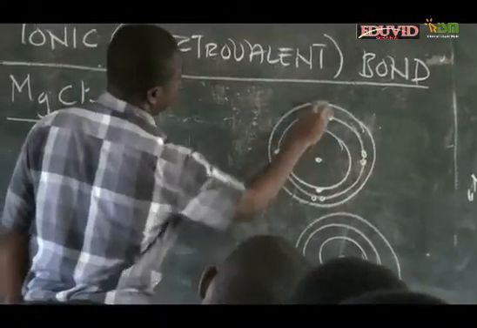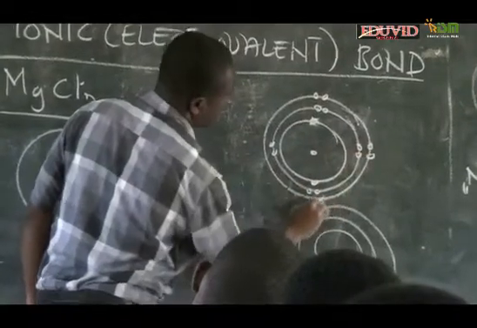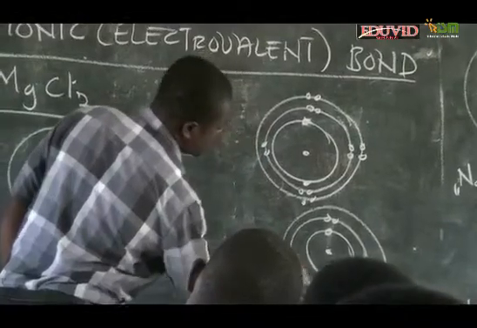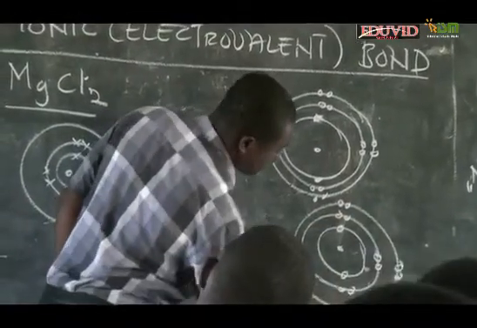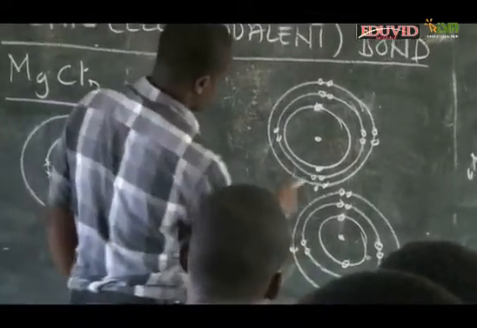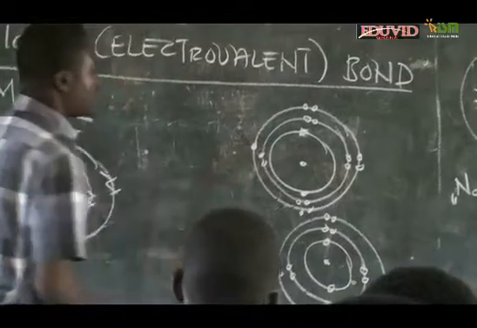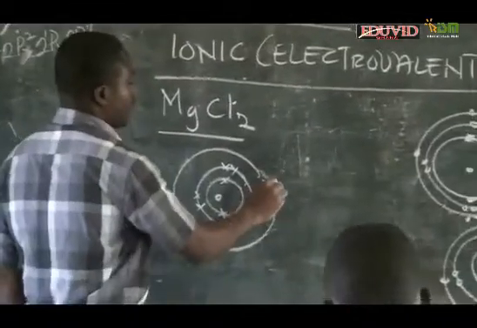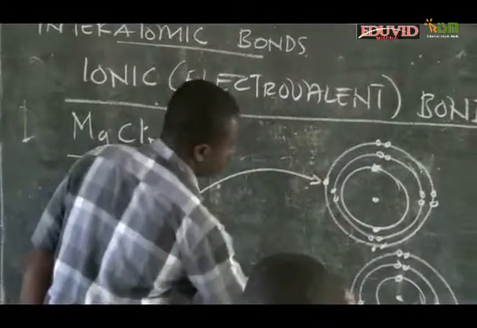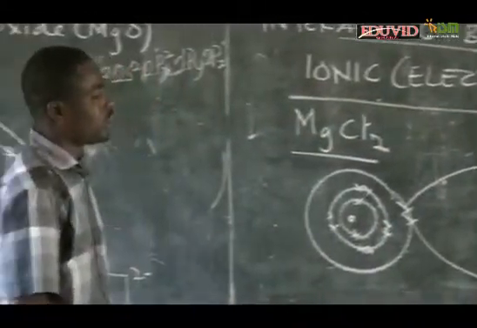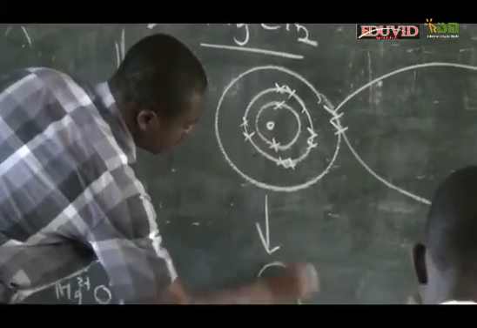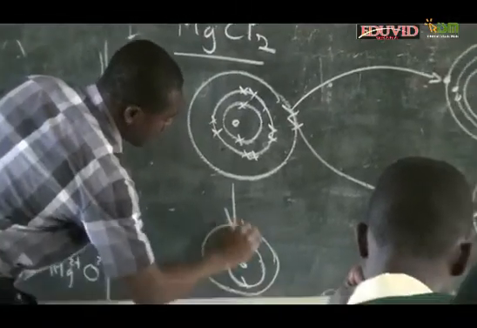So this is 2, 8, and then 7. It's not up to 7. Okay, 1 here. Is that okay? So we expect magnesium to lose 2 electrons. One will go to that chlorine, another one will go to this chlorine. Is that okay? So at the end of the day, the outermost shell will be lost. So this will be left with just 2 shells with 10 electrons.